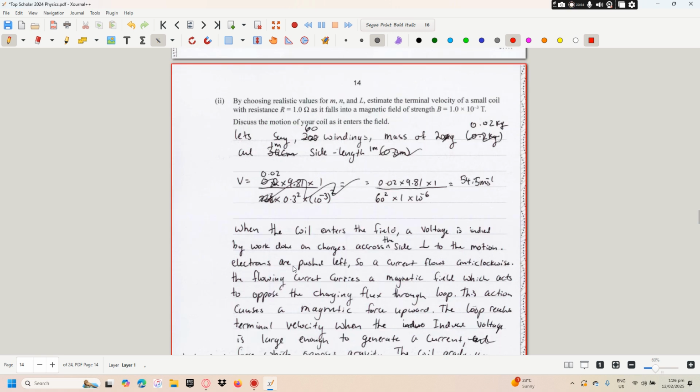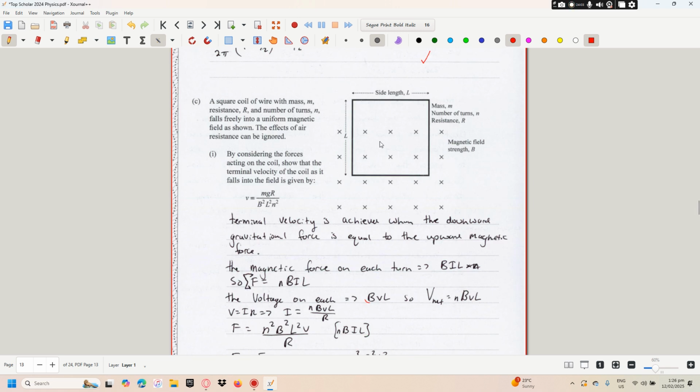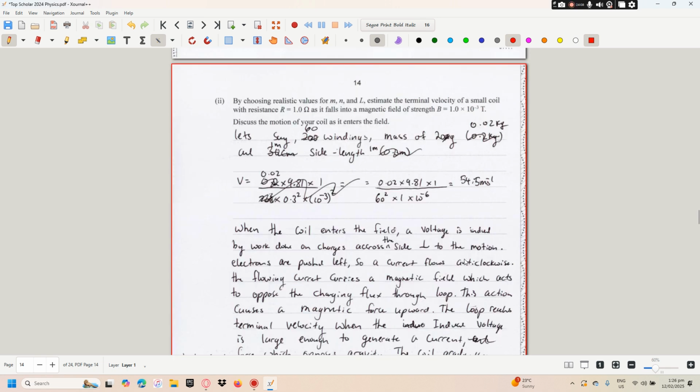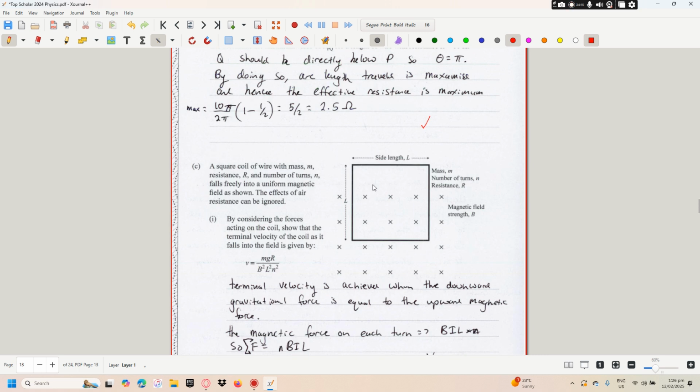When the coil enters the field, a voltage is induced by work done on charges across the side at right angles to the motion. So this falls in, and a current starts to flow from an induced voltage. Current flows anti-clockwise. The flowing current creates a magnetic field which acts to oppose the changing flux through the loop. So when this loop is falling through this field, it's getting changing magnetic flux, so a magnetic field will be created out of the page to cause an anti-clockwise current this way around.